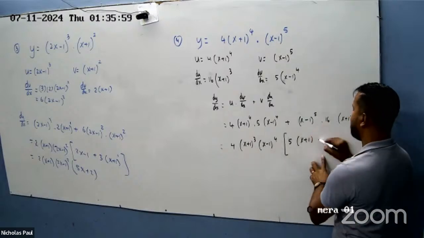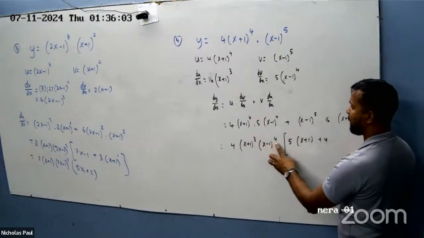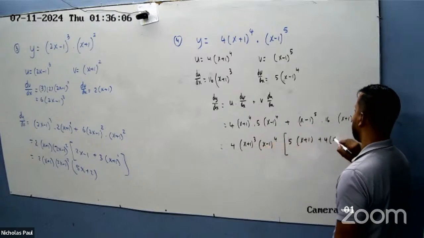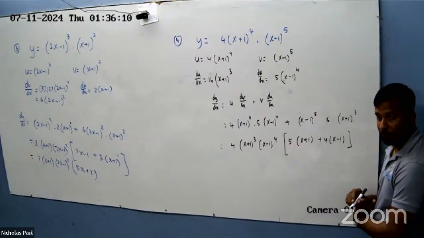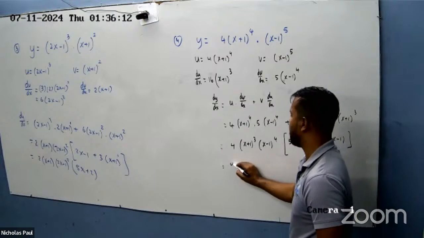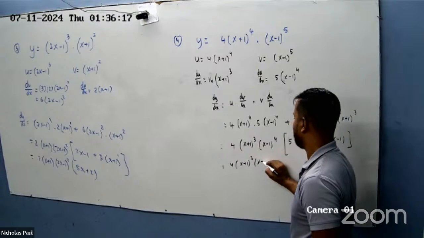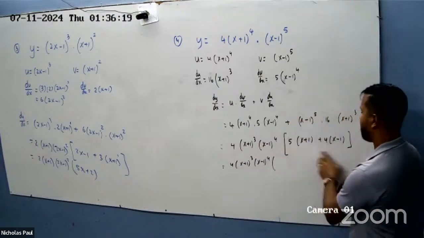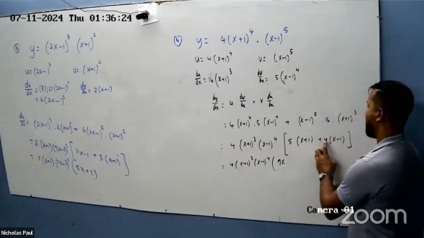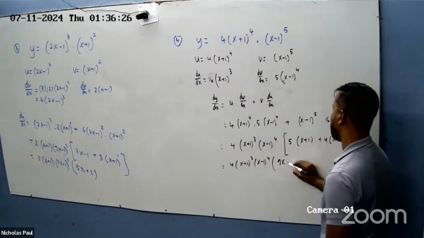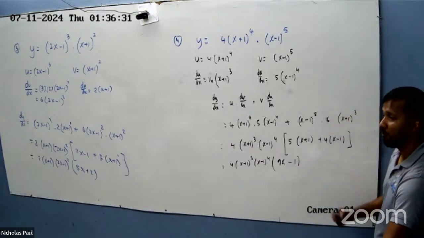4 into 16 is 4. X plus 3 cubed will cancel here. X minus 1 to the 4 in this is x minus 1. That's okay? Right? And now you should be done. Multiply it out. 5x, 4x, that's 9x. 5 minus 4 is 1. That's it. You reach all here?